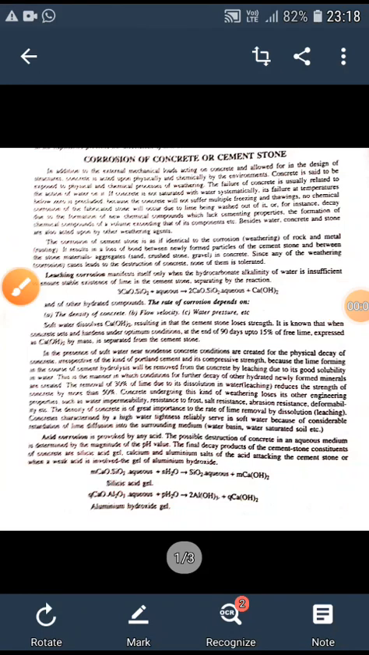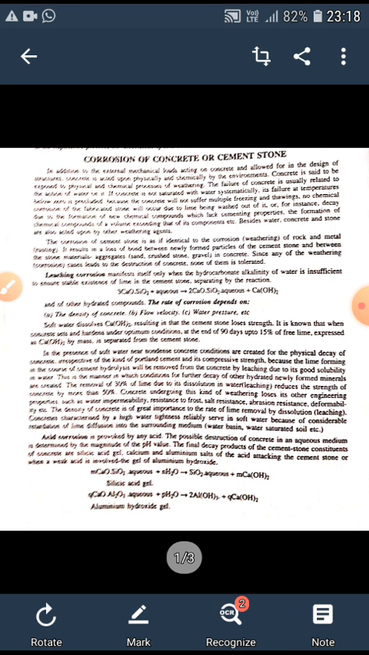Corrosion of concrete. In addition to the external mechanical loads acting on concrete and which is allowed for in the design of the structures, concrete is also acted upon physically and chemically by environments. Concrete is said to be exposed to physical and chemical processes of weathering. The failure of concrete is related to the action of water on it.